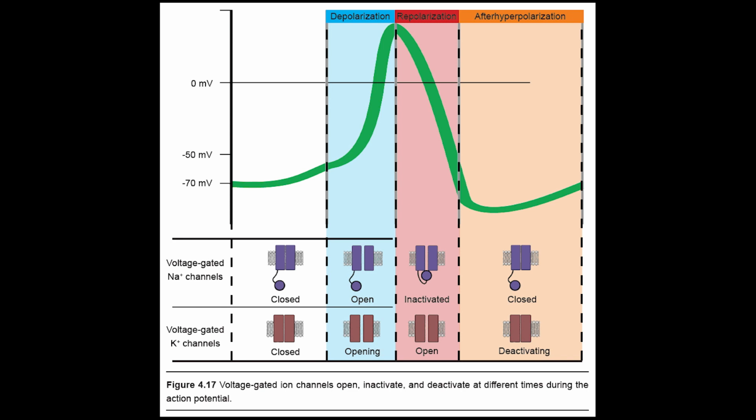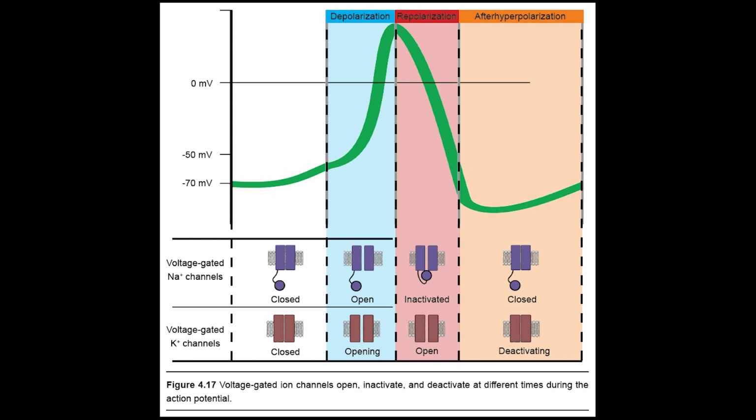3. After hyperpolarization. The slow return back to the resting membrane potential, -70 millivolts to -80 millivolts, and back to -70 millivolts, that can last for a few milliseconds. This return back to the equilibrium of the resting state is due to the gradual deactivation of voltage-gated potassium channels.